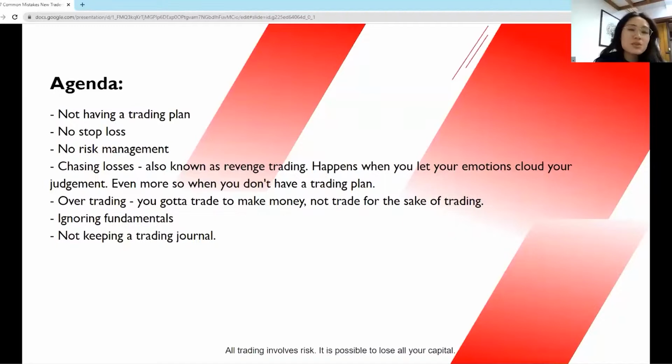For some of these, we will just skim through pretty briefly because some of them are pretty self-explanatory. Just from me mentioning it, I think it's pretty clear what we mean. And some of them we will get pretty in-depth into, such as the no stop loss and no risk management. We'll give you some tips on how you can prevent these from happening and how exactly you should manage your trade. So let's dive right in. Throughout the webinar, if you have any questions or anything you'd like to point out, feel free to pop them into the chat, and I'll try and answer them as best as I can.